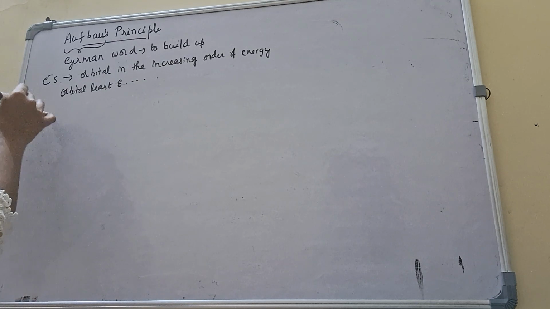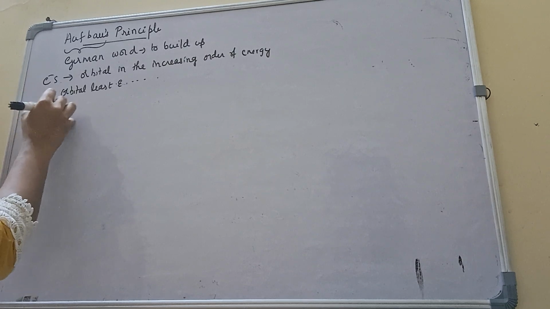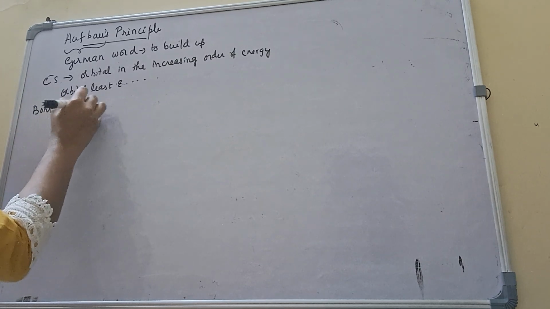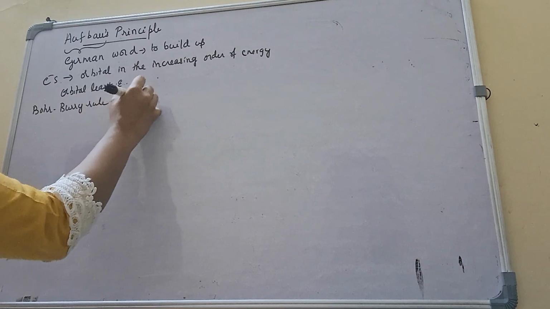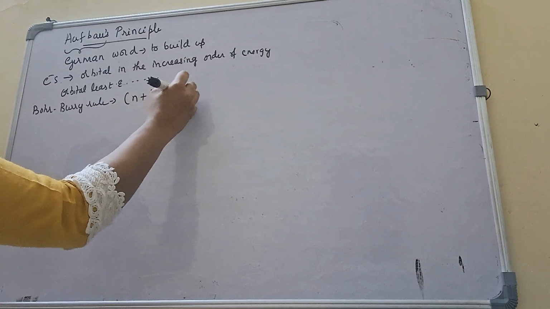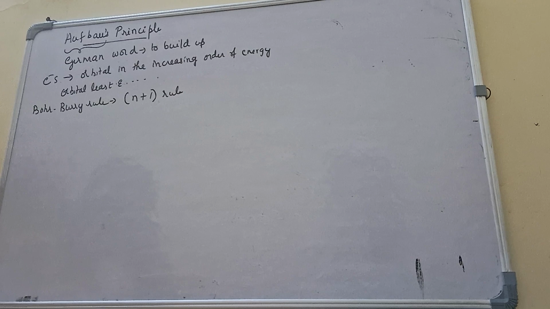For that there is a rule which was given by Bohr and Bury, which is called the Bohr-Bury rule. It is also called the n+1 rule. Now this rule tells you that if I tell you 5d orbital and 6p orbital, which has greater energy, you cannot say just like that. So you should know which has lower energy and which has higher energy. Which rule gives you that?